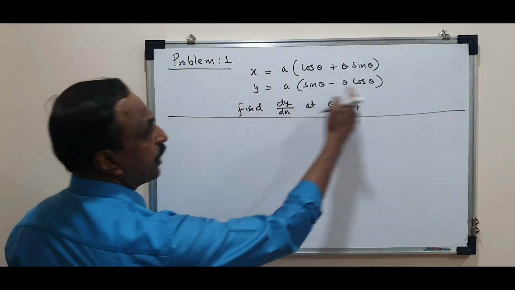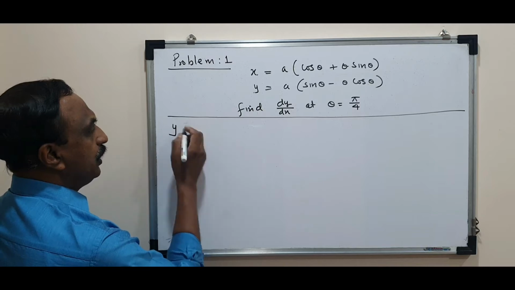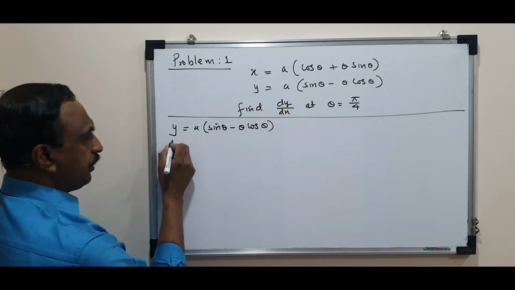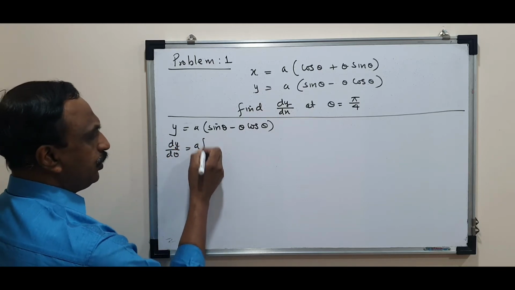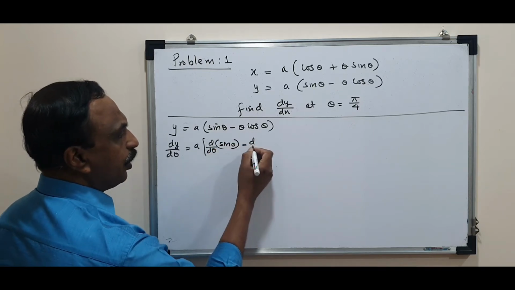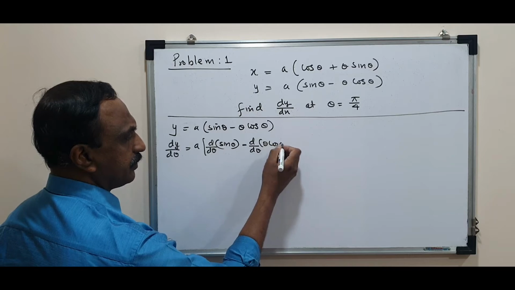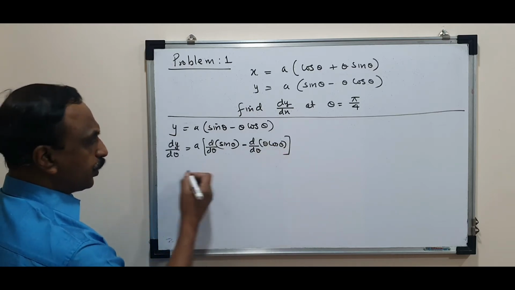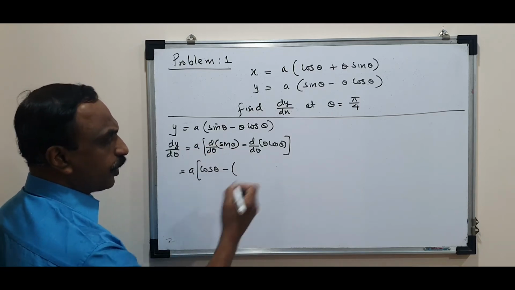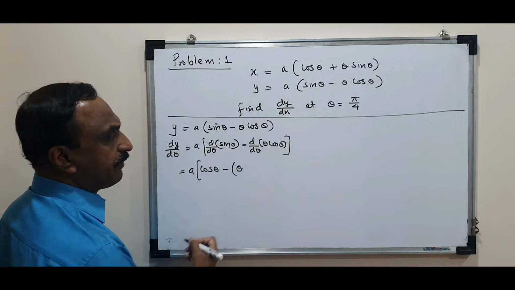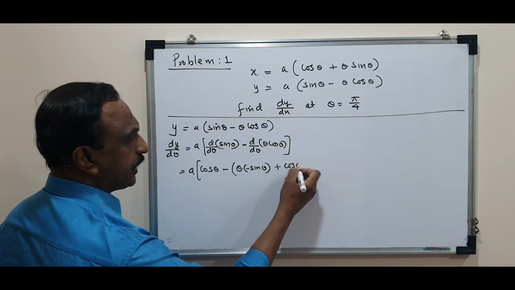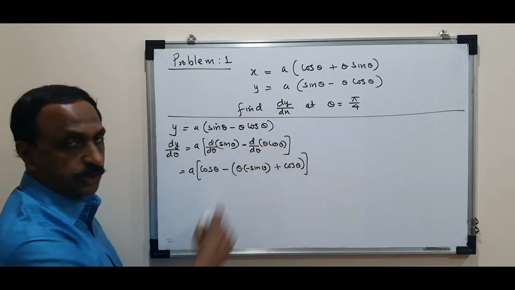So y is a function of theta. So y is equal to a into sine theta minus theta cos theta. So I differentiate y with respect to theta: a into d by d theta of sine theta minus d by d theta of theta cos theta. Now here I have to apply product rule. So I write the answer. Derivative of sine theta is cos theta, minus, don't forget the bracket, theta into derivative of cos theta, which is minus sine theta, plus cos theta into 1. Derivative of theta with respect to theta is 1.